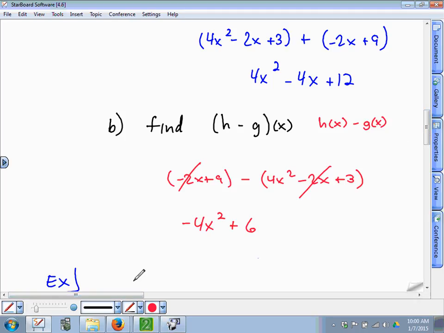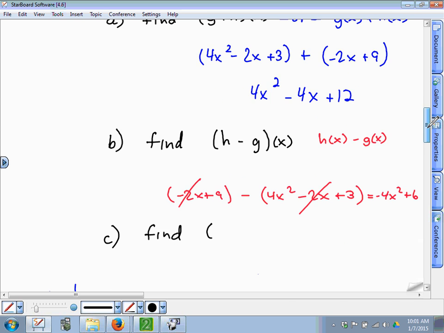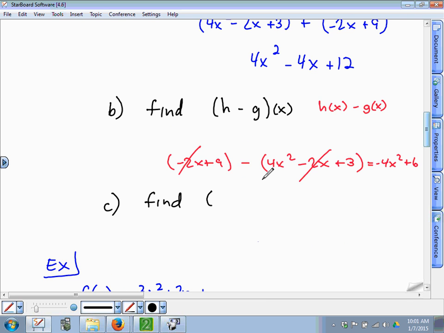Actually, before we do the next example, I want to sneak in a part C here. Let me write this. I just thought of something that you're going to see on your homework. Find, what did I name the functions? G and H? Find g plus h of 3.